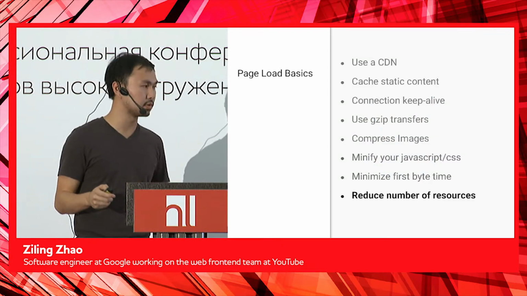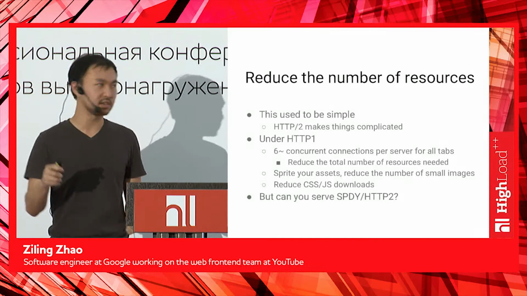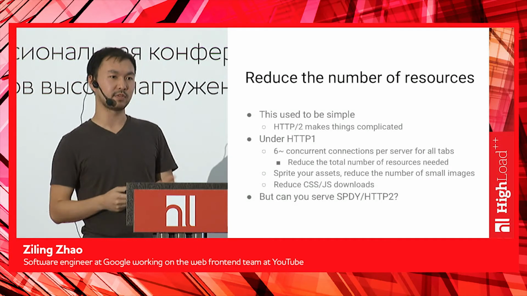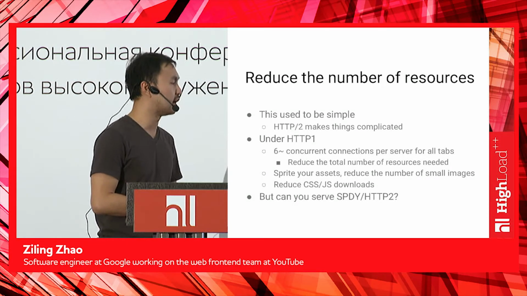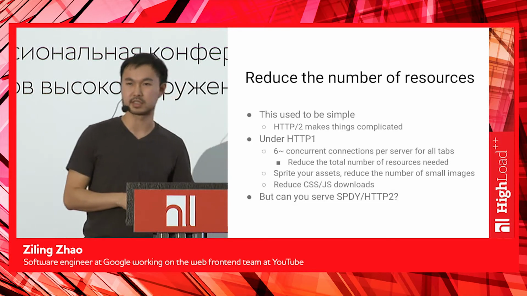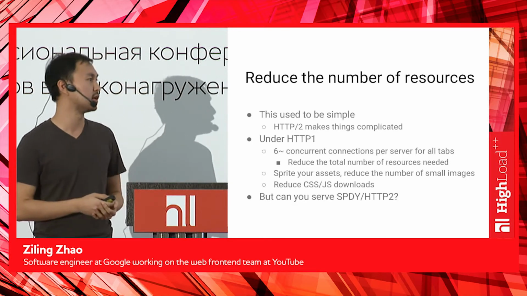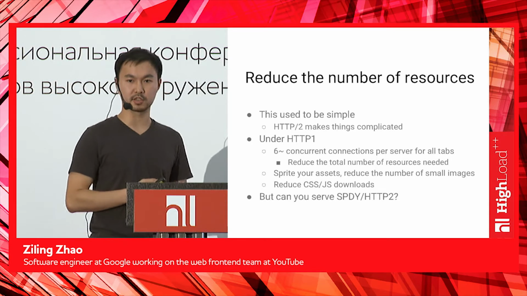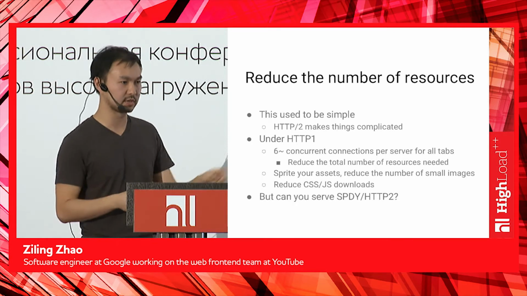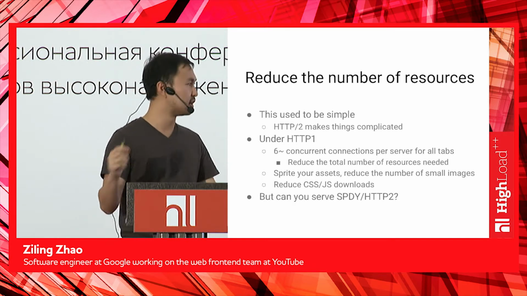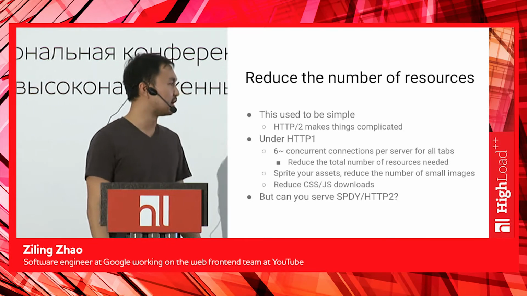So next thing is to reduce the number of resources. This has gotten a little bit more complicated now because we have HTTP/2 and SPDY. But under HTTP/1, there's roughly 6 concurrent connections you have per server. And that's across all tabs, including everything. If they have like 5 tabs of YouTube open, they're using it all pretty much.